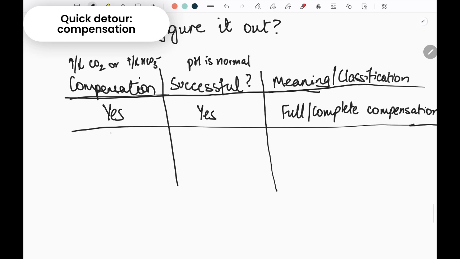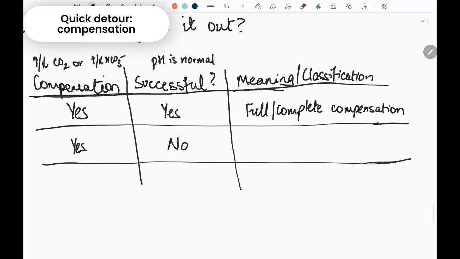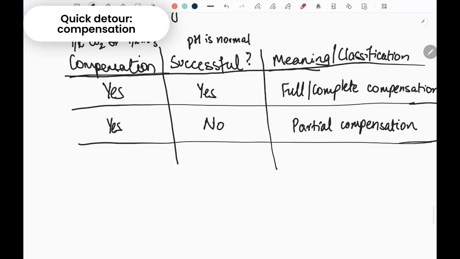Now, let's say that the body does try to compensate, but it's not successful. The pH stays the same. So that is seen in the patient example that's above. We say that this is only a partial compensation. So it's trying, and it might go somewhere, but right now it's not really going anywhere. So we say it's partially there.